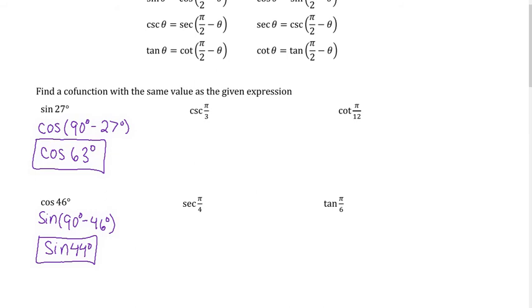Now let's look at cosecant. Cosecant and secant are cofunctions. So cosecant of pi over 3 is going to be equal to secant, and now that we're in radians, of pi over 2 minus pi over 3. So secant of pi over 2 minus pi over 3 is equal to negative pi over 1, right? Of course not. We need to have equivalent fractions with the same denominator, and that is going to be equal to secant of pi over 6.